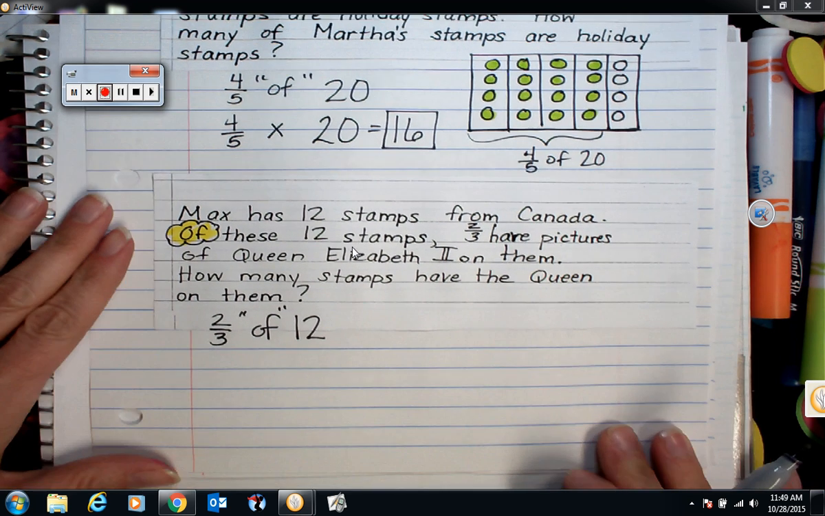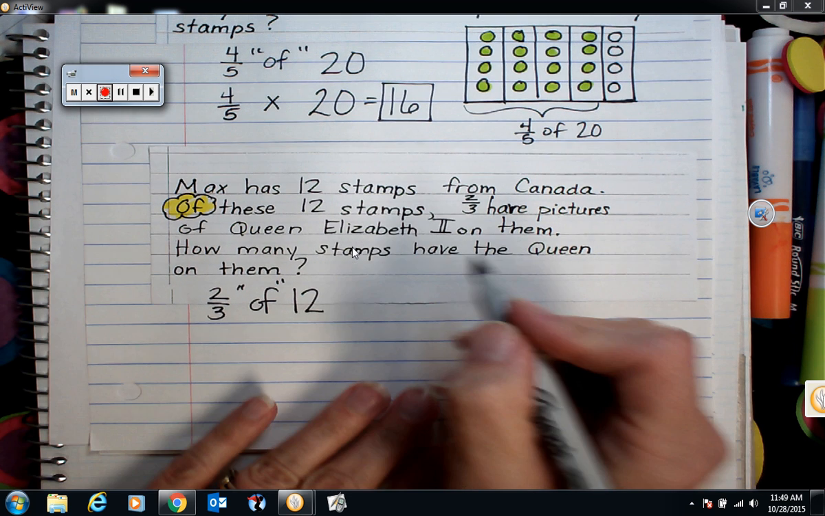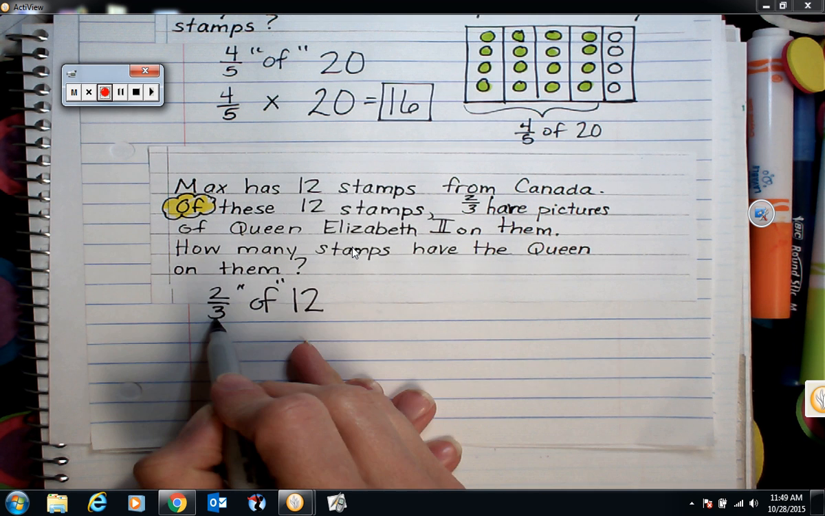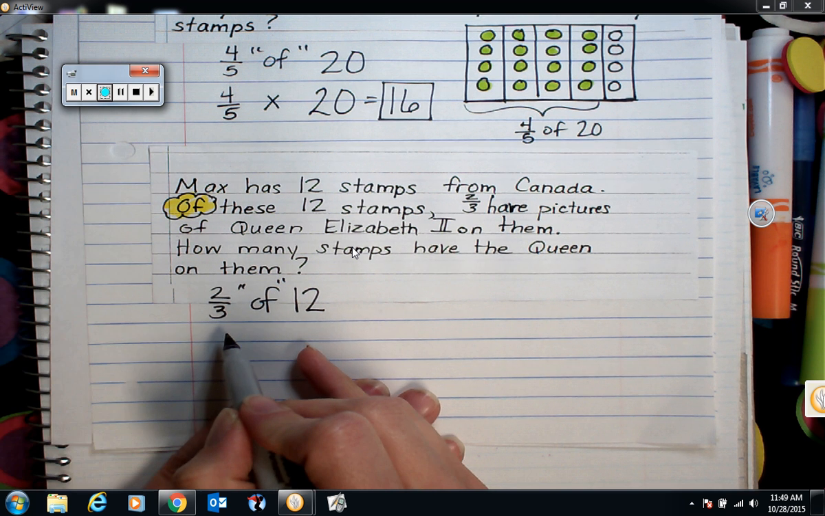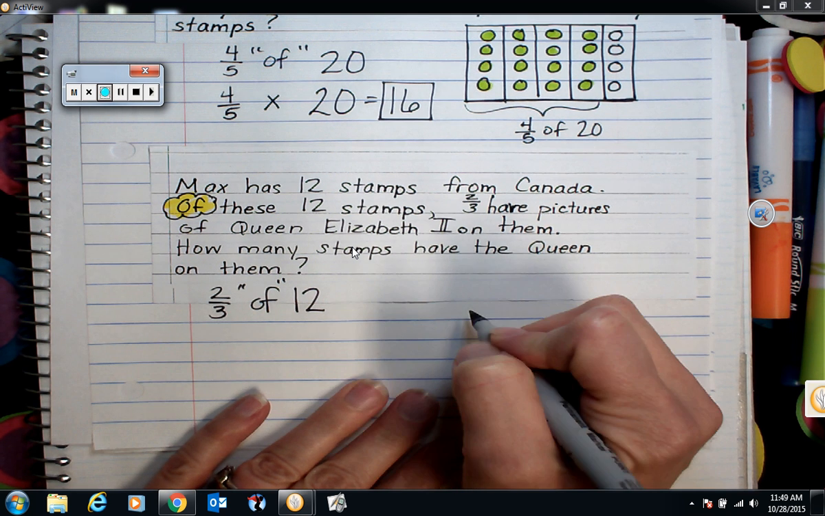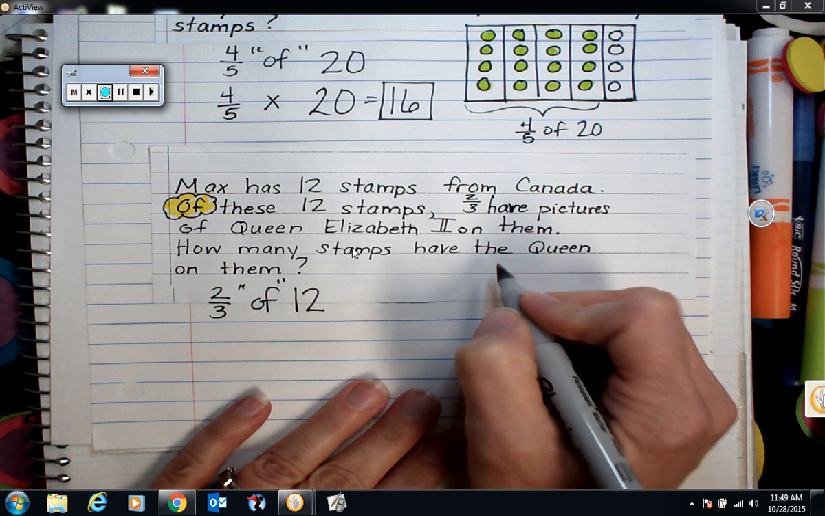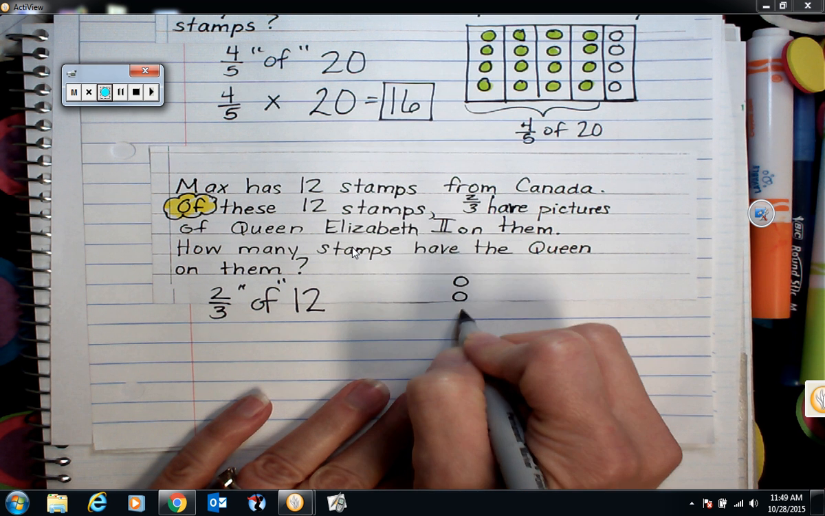Now I'm going to draw a picture. I need 12 stamps in my picture. When I organize my stamps, I'm going to organize them into 3 groups because my denominator here is 3. So let's put 12 stamps into 3 groups. So that means there will be 4 in each group.